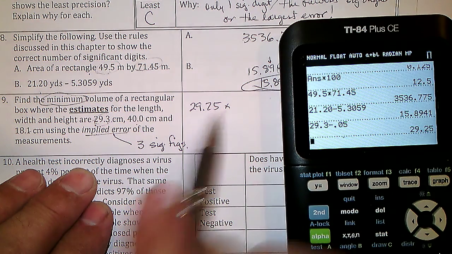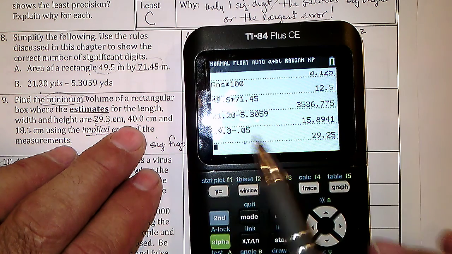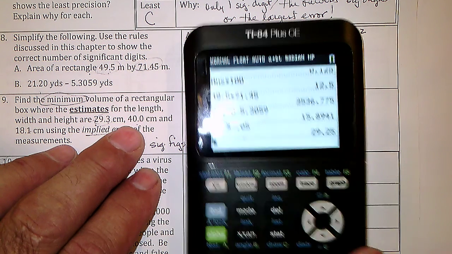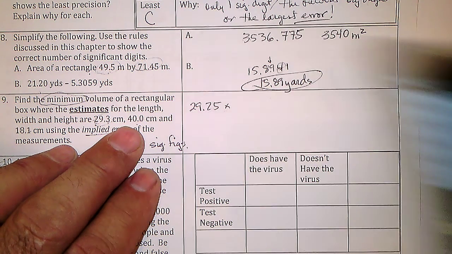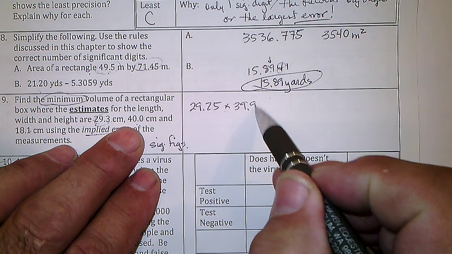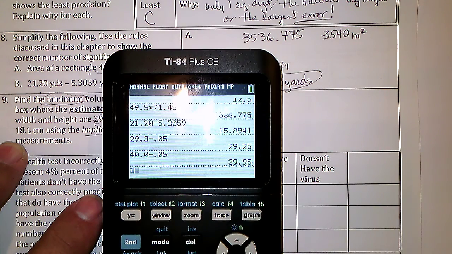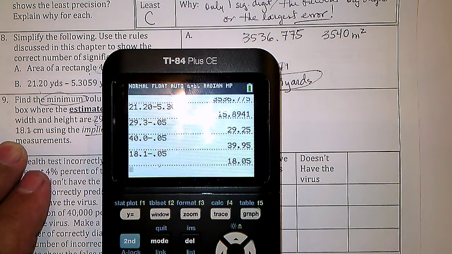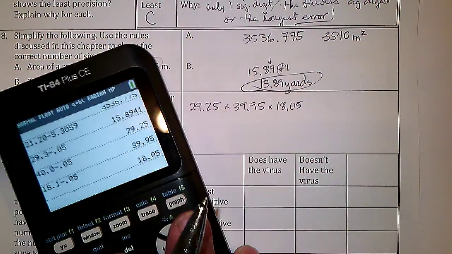But we're going to use this number as the low ball for the implied error, and this one is going to be also minus 0.05, because the next digit would be in that place, 0.05. So we're going to go 40.0 minus 0.05, and we get 39.95. And this will also be in the next place, so it's 18.1 minus 0.05, which is 18.05. And so this will give us our lowest possible error.